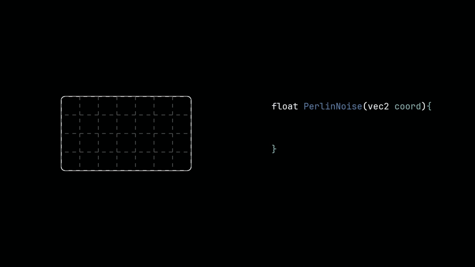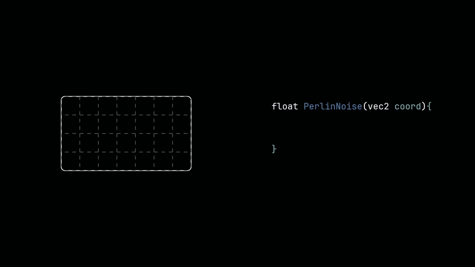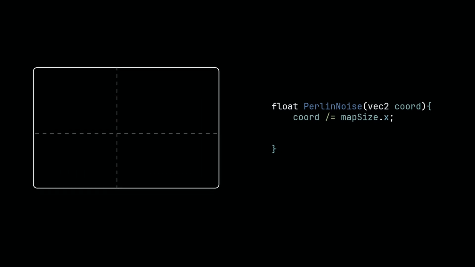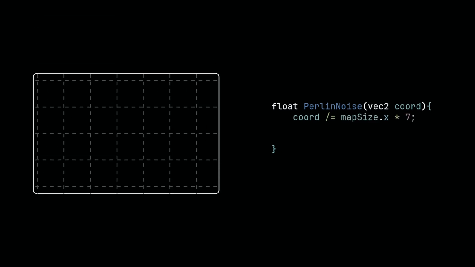Perlin noise operates on a chunk system, where each chunk is 1 unit long. This means as the map size increases, the number of chunks also increases. While optional, I recommend scaling down the initial coordinates by the map size X or Y. This ensures that as the map expands, the number of chunks remains relatively consistent.